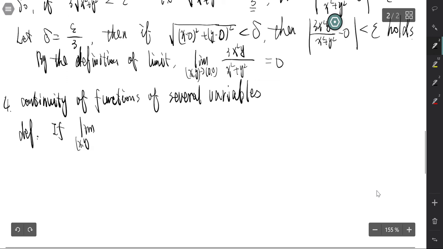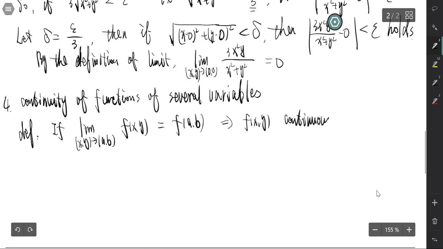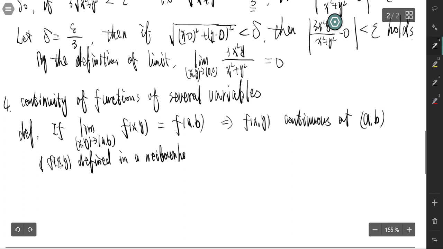the limit as x, y tends to a, b of f of x, y equals f of a, b, then we say that f of x, y is continuous at this point a, b. Of course, we need the condition that f of x, y is defined. We need f of x, y to be defined in a neighborhood of a, b. Then we can define the limit.